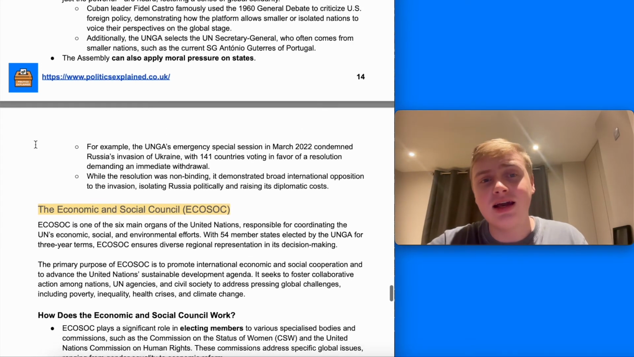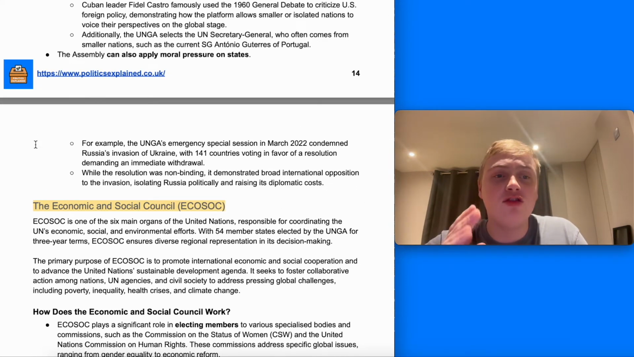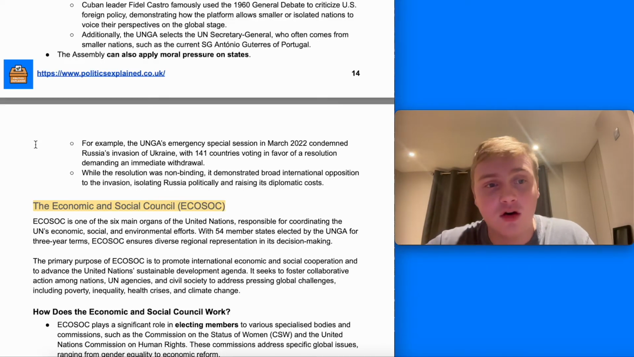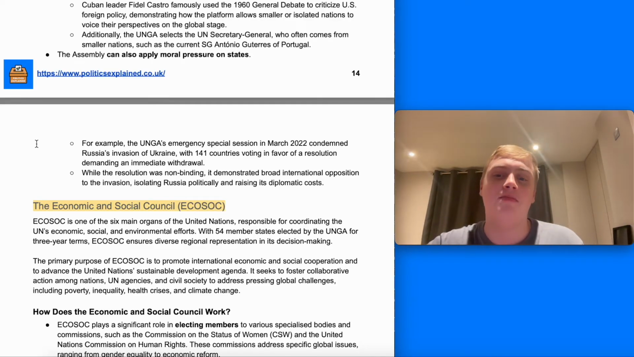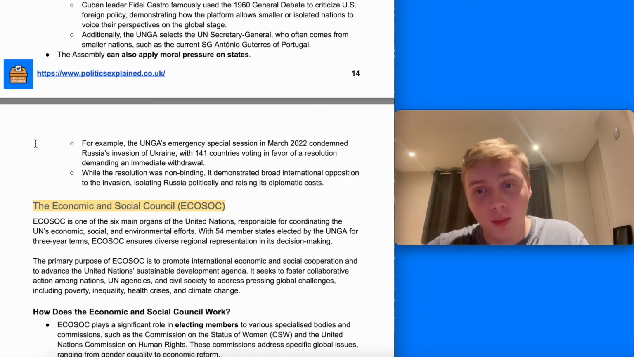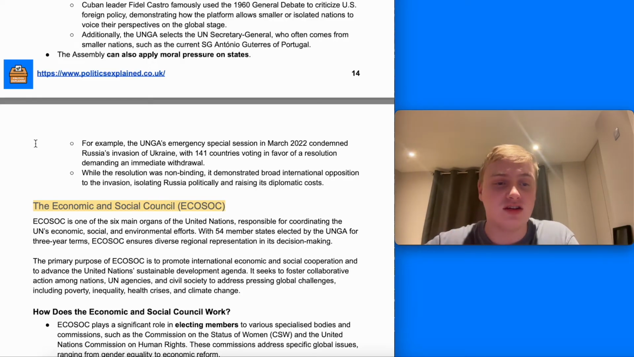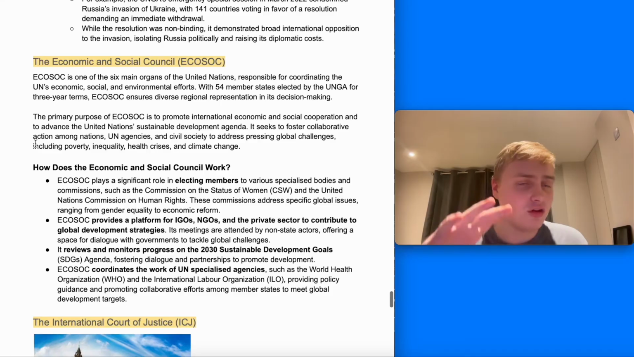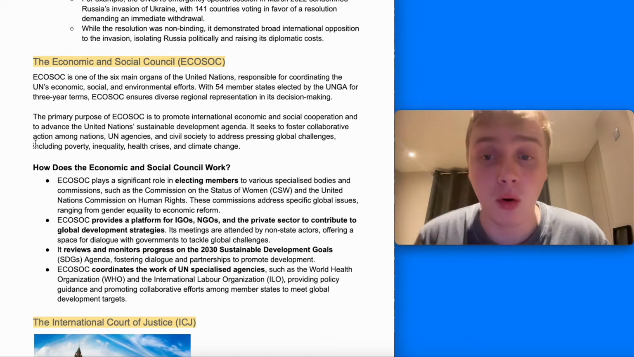And crucially, their resolutions are non-binding, but these resolutions can apply moral pressure on states. For example, the condemnation of the Russian invasion of Ukraine, which 141 countries voted in favour of, put some moral pressure on Russia and obviously makes it more difficult for countries to transgress international law or the norms and values of the international community. So those two are really important UN institutions.